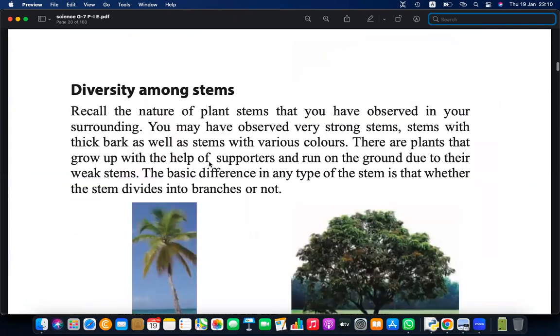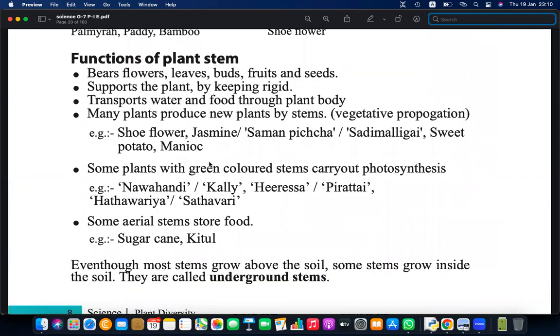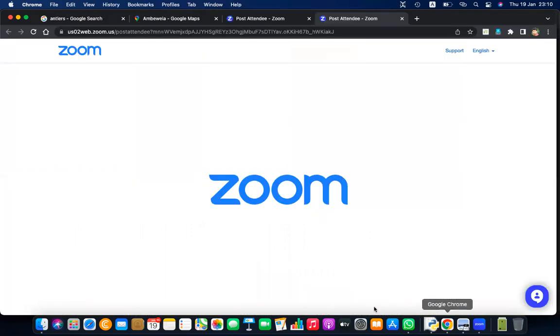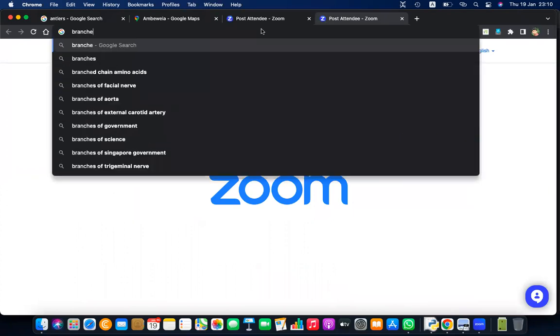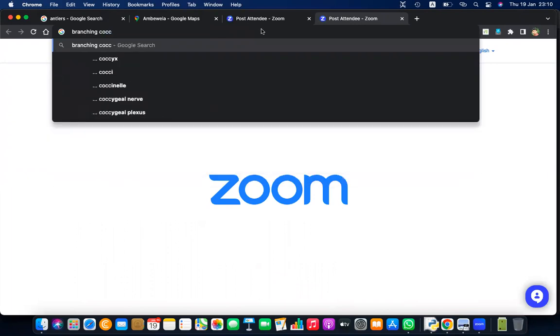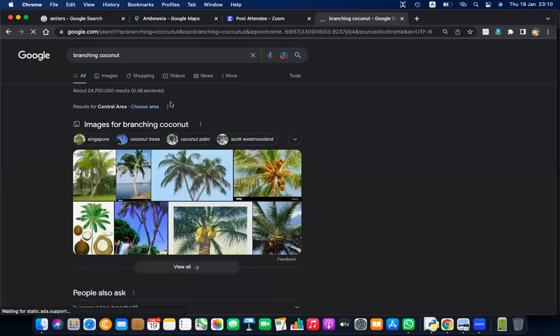Then again, we discussed the diversity using the plant stem, right? Some are non-branching stems, some are branching stems. An example is coconut. Typically, occasionally there are some branching coconuts. Occasionally, right? Those branched coconut trees are very rare. Normally, a branching coconut is really rare. But there are, it's just very rare.